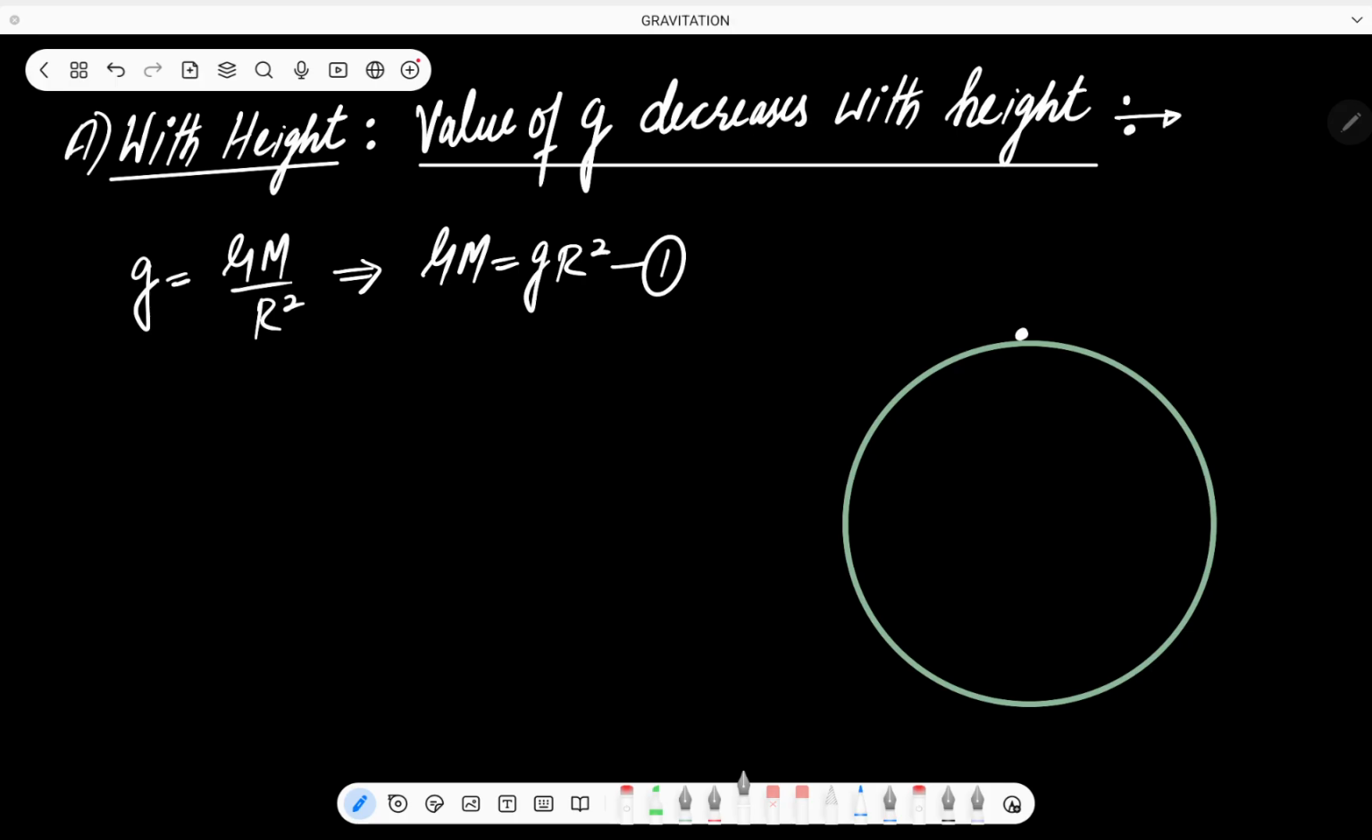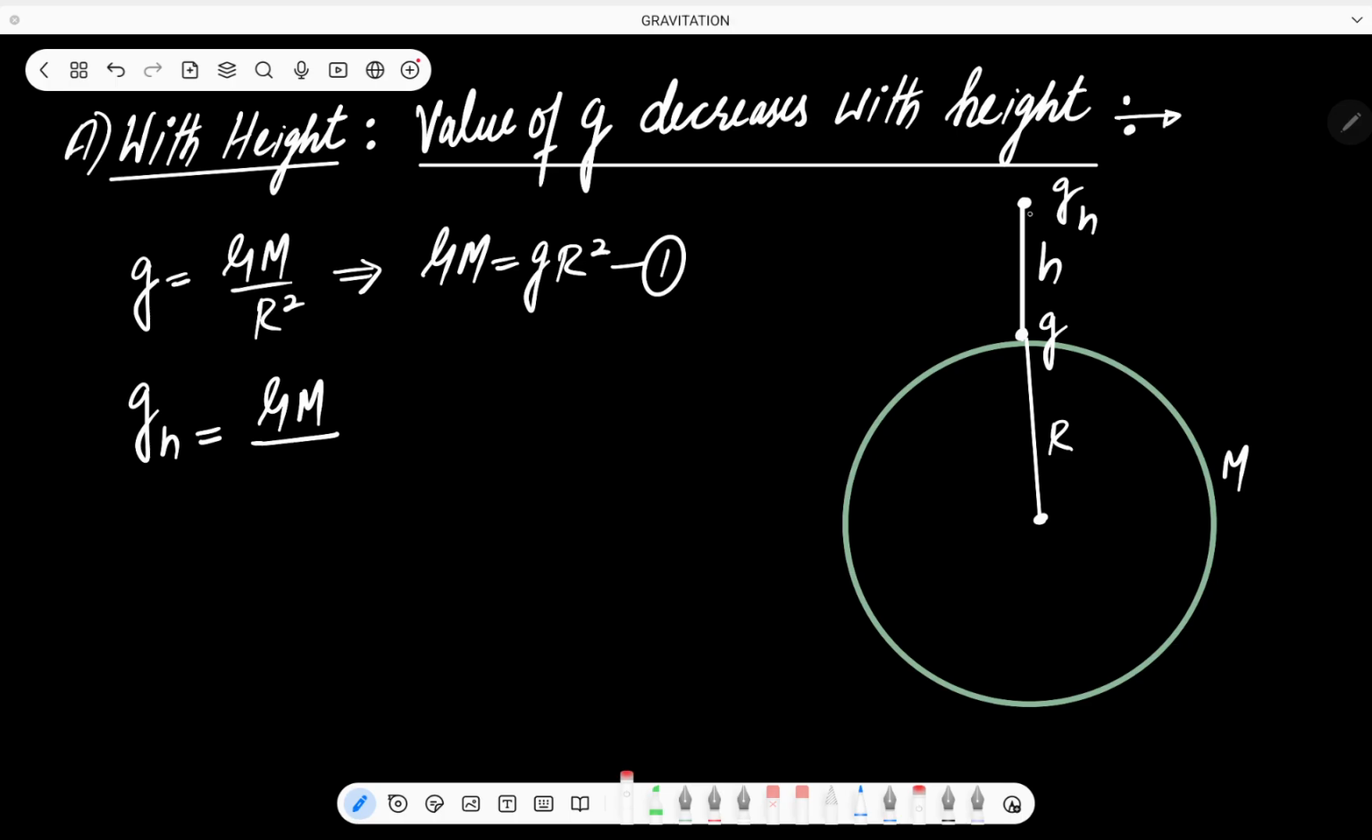Okay, now let's do one thing. Go upwards through a height of h. So here we reach, this height h. On the surface of Earth, the acceleration due to gravity is simply g, and at height h, the acceleration due to gravity is gh. Now can I say that the acceleration due to gravity at height h is equal to G into M divided by, tell me, the total distance from here to here? It is simply R plus h. So the denominator will be R plus h whole square.